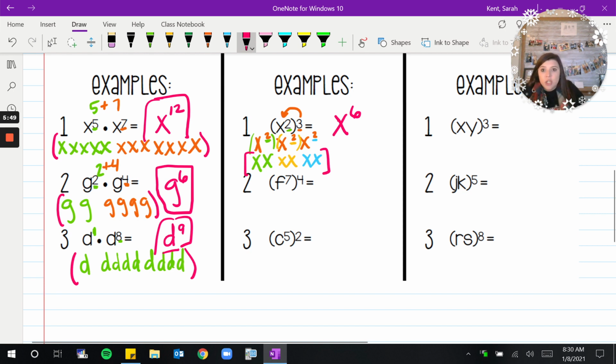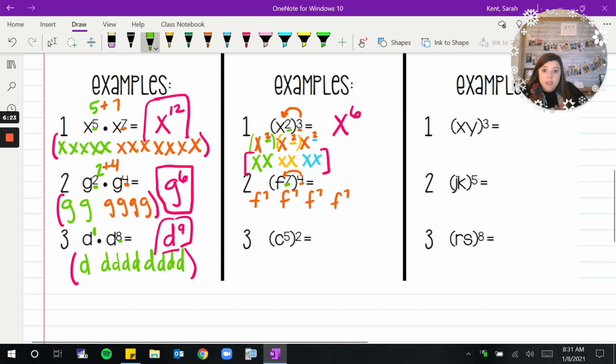All right, let's look at number 2. Here we've got f to the power of 7 to the power of 4. So this second exponent tells us how many we have of the first. So that means I have f to the power of 7, f to the power of 7, f to the power of 7, f to the power of 7. I wrote 4 because that outside exponent is 4. So now I need to see how many f's there are all together.